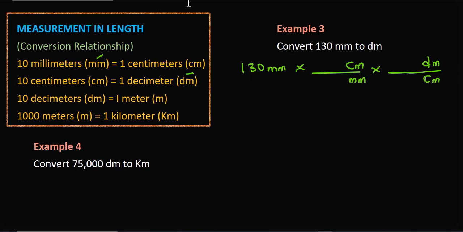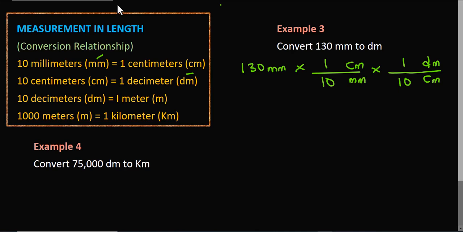From here, how many millimeters make 1 centimeter? So we know that 10 millimeters make 1 centimeter. And how many centimeters make 1 decimeter? 10 centimeters make 1 decimeter. We got every one of this information from this table.